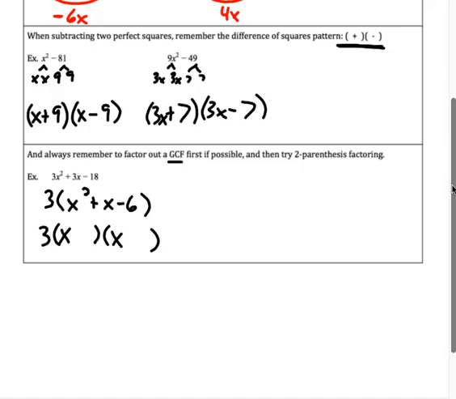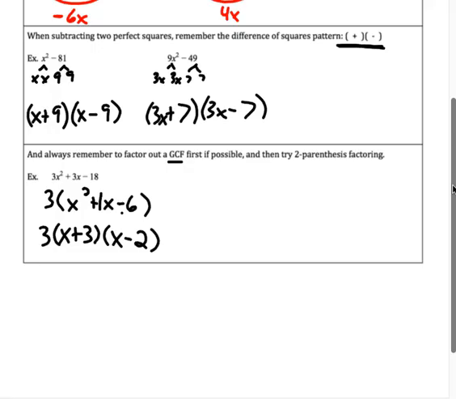X times x will multiply to x squared. To multiply to a negative, we need a positive and a negative. We need two oppositely signed things. And if I put a positive 3 and a negative 2, that'll multiply to negative 6. 3 plus negative 2 will leave me with that positive 1 that I need.